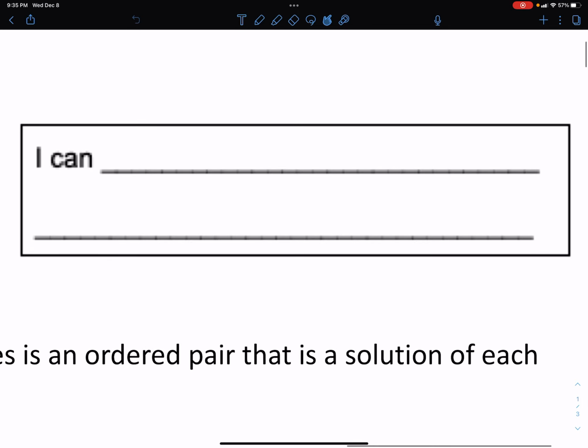Okay, today's objective is going to be solving systems of linear inequalities.